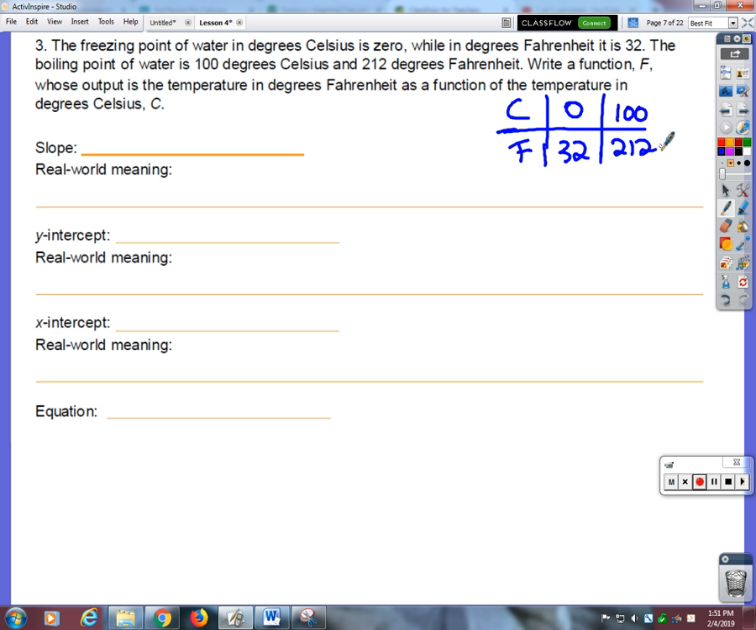So first thing we need to figure out is the slope, Jaron. That's what we're about to figure out. Funny thing you should ask. That's exactly what this problem wants us to do. What is the change? How many degrees Fahrenheit did it go up? 180. From here to here went up 180. How many degrees Celsius did it go up at the same time? Okay, good. It went up 100. So what is the slope? What's 180 divided by 100?